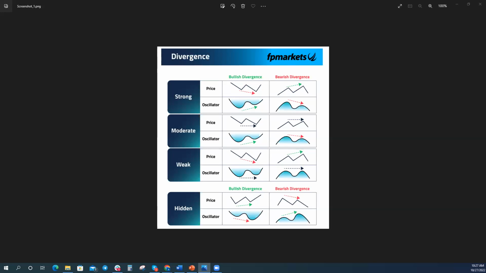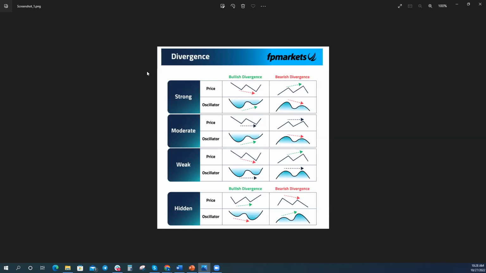Right, so this is taken from the FP Markets design team. As you can see, we do have a number of strong, moderate, and weak divergences. Let's just focus on the strong versions for now. Strong version here and the strong version here. So as you can see, we have regular bullish divergence and we have hidden bullish divergence. This is the regular bullish divergence and this is the hidden bullish divergence.